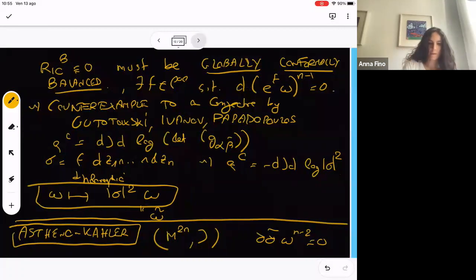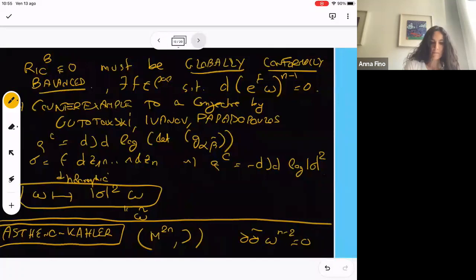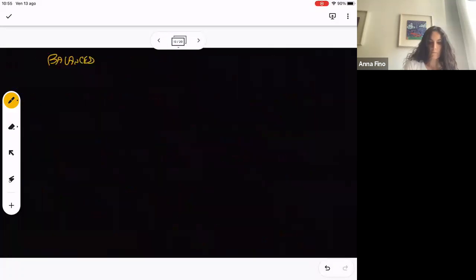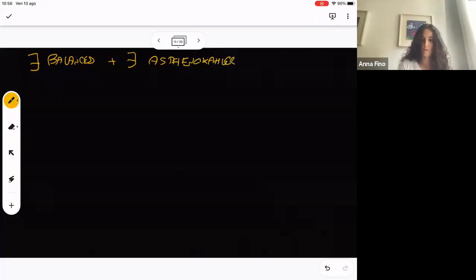So this time, balanced plus in the sense of existence, okay? Because if you have a metric which is balanced plus Astheno-Kähler, then it is again Kähler. But if there exists a balanced metric plus an Astheno-Kähler metric on the same complex manifold, then automatically it is not anymore Kähler.